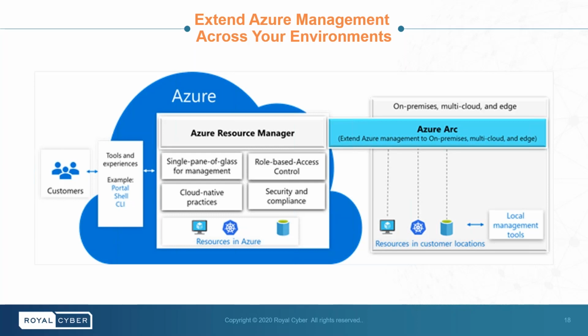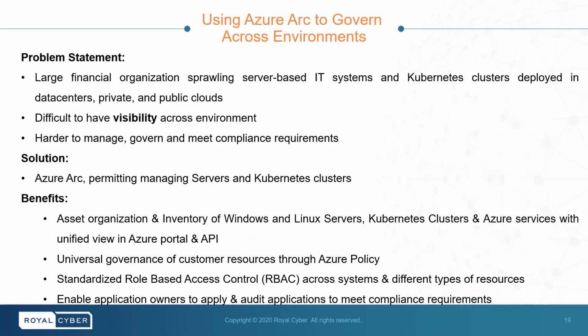And we'll talk about the typical use case when we discuss how we use Arc to govern across environments. For example, you have a large financial organization with different IT systems and Kubernetes clusters deployed in different data centers, private and public clouds. The issue is that you have these different systems, but you don't have visibility across the environment. That is a typical use case. For example, I have a different set of servers that I have deployed. I have enabled two-factor authentication for my Azure VMs, and they are working fine. But now I cannot apply the same set of things to other places, because that's not the policy that is there on-prem.